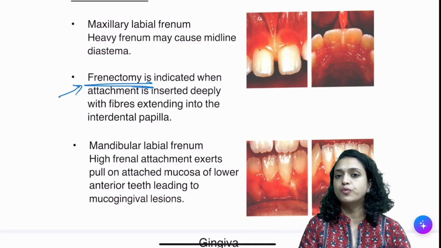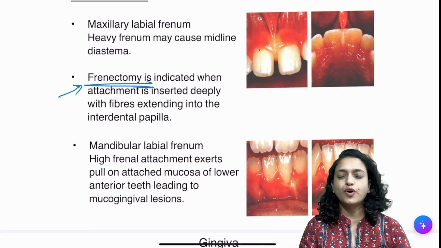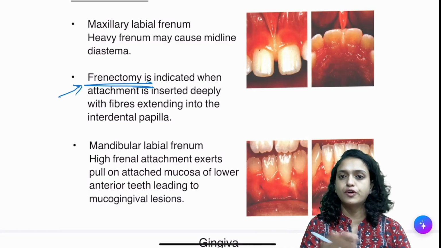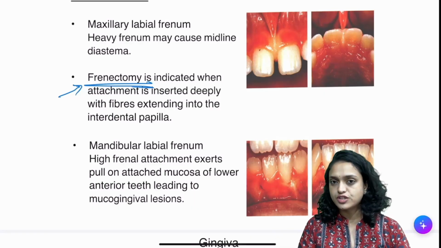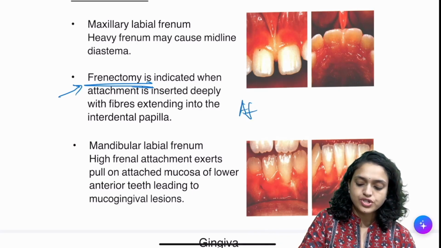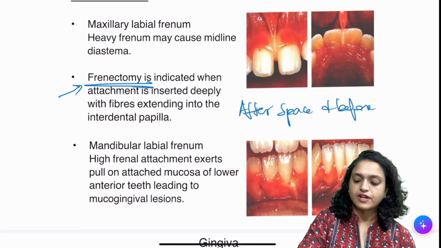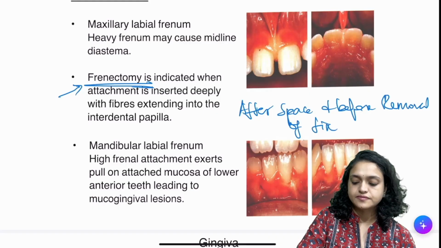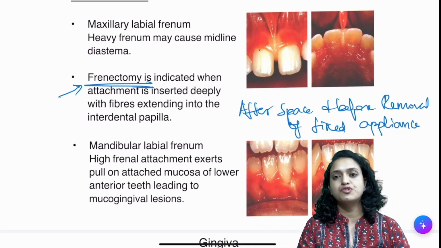This is a very important one mark question. They'll ask you when the frenectomy is indicated, during orthodontic treatment, before orthodontic treatment, or after the space closure. Generally, frenectomy is indicated after the space closure and before removal of the fixed appliance. So this helps in adding more retention and prevents the relapse of the malocclusion.